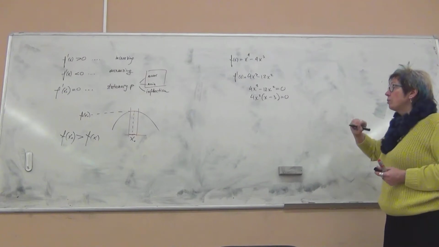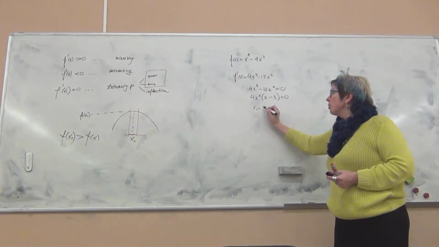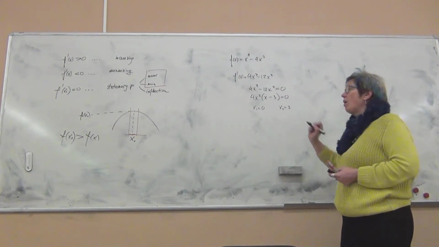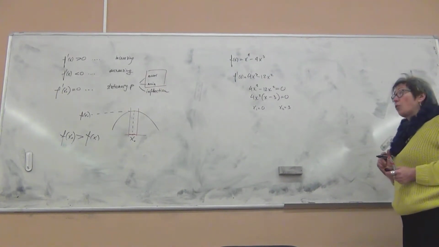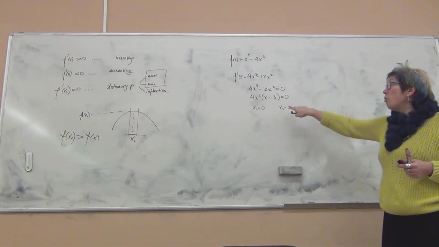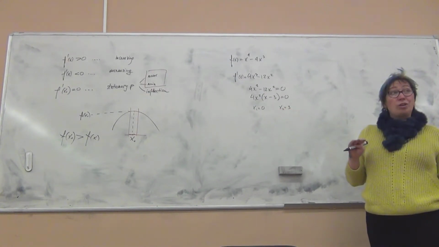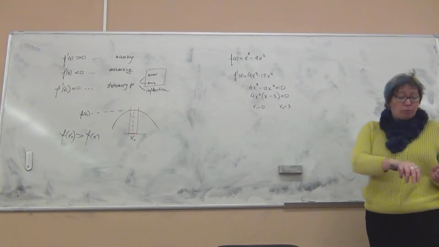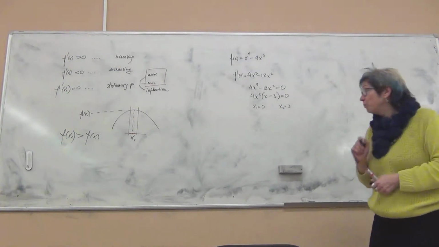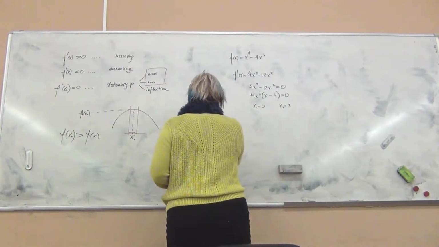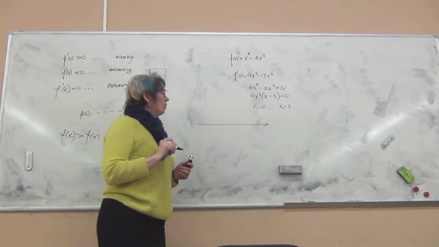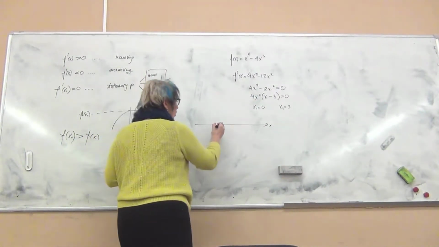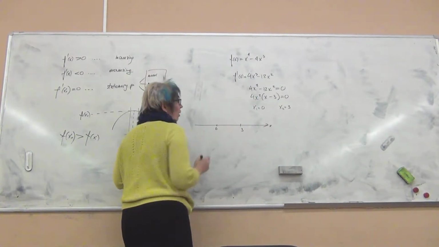From this, we can see that if x is 0, then the derivative is 0. And also if x is 3, then the derivative is also 0. Now what next? These 2 points are, let's say, potential minimum maximum points. I don't know yet. Well, I do know, but I pretend that I don't. So I sketch the x-axis. I mark those 2 values, 0 and 3, on the x-axis.